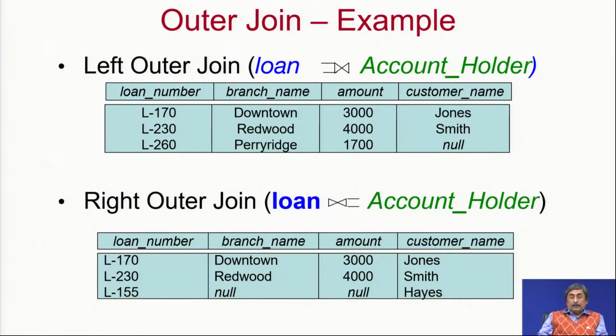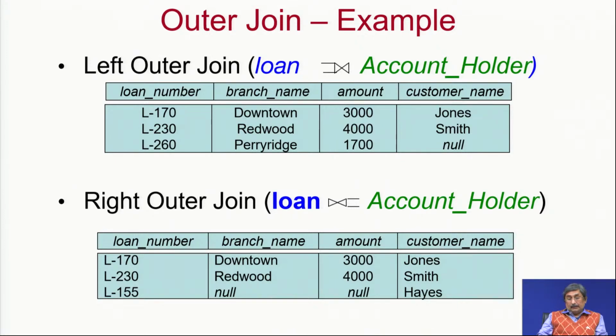I can see them if I do a left outer join, and of course, there is a loan which was taken by some person, the number is L-260, and for that particular person I do not know the customer name, because the person is not an account holder in that particular bank, right. Similarly, if I do a right outer join, I will find out the account holders who do not have a loan at all.